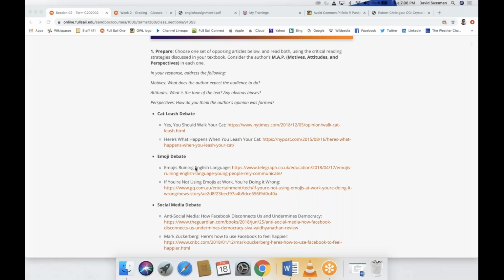So to get you practicing, because so far you've just been summarizing. Now that you finally get to respond to the article, you should be able to look at the article with some care, and that's what we're having you do here, okay? So you're going to choose one of the pairs. Don't choose, oh, I'll choose this article and this article on emojis. No, because why would I ask you to discuss cat leashing and emojis in the same paragraph?